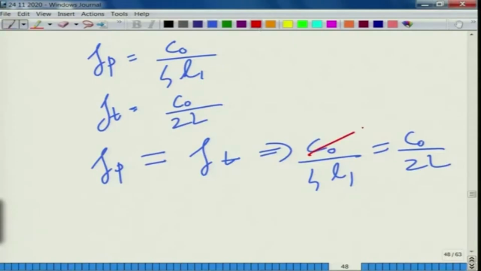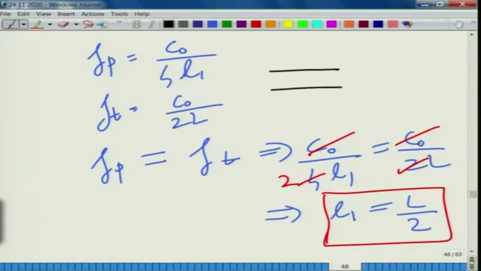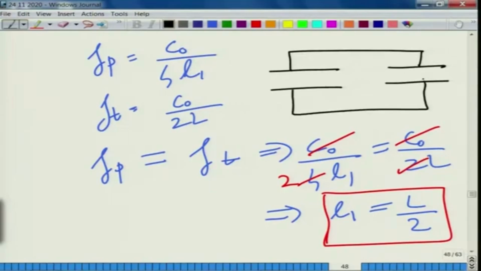So, let us start cancelling the terms and simplifying. So, L1, it turns out it is nothing but L by 2. Why? Because of course, this cancels, you get this, and simple algebra would basically get you the following. L1 is equal to length by 2. That is to say, if you have a chamber like this, and this is L.